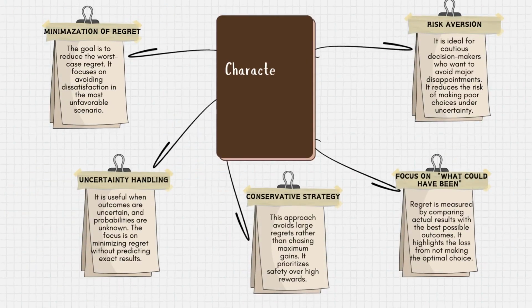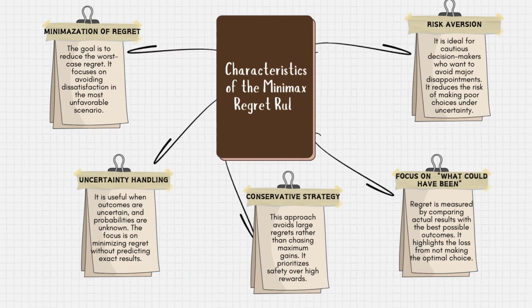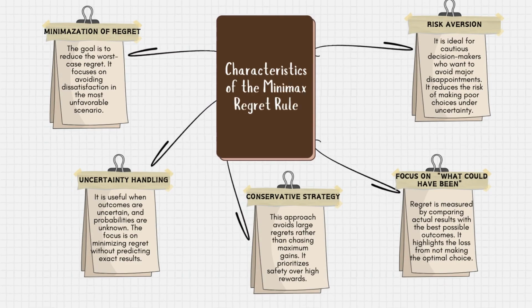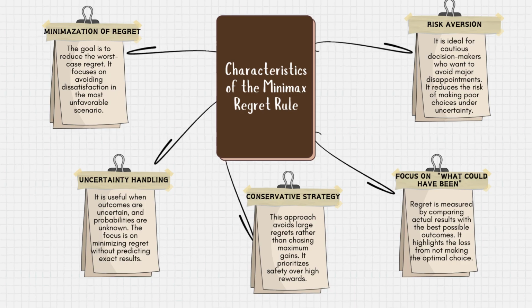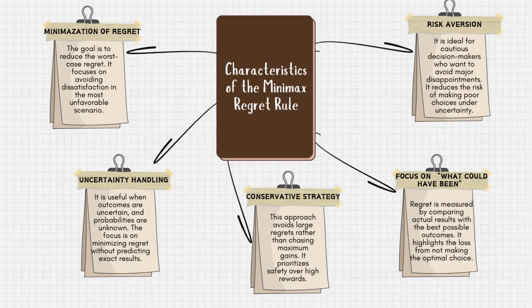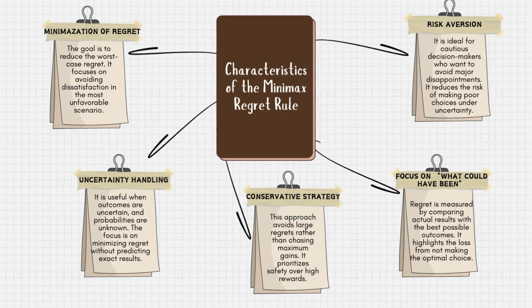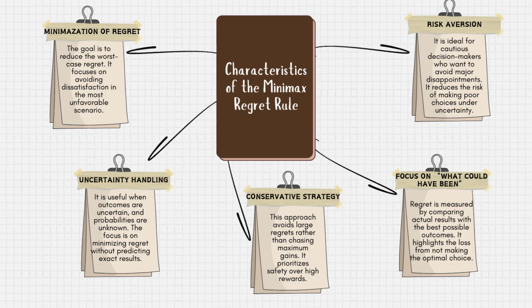Now, let me explain the characteristics of the Minimax regret rule. First, minimization of regret. The goal is to reduce the worst case regret. It focuses on avoiding dissatisfaction in the most unfavorable scenario. Second, uncertainty handling. It is useful when outcomes are uncertain and probabilities are unknown. The focus is on minimizing regret without predicting exact results.